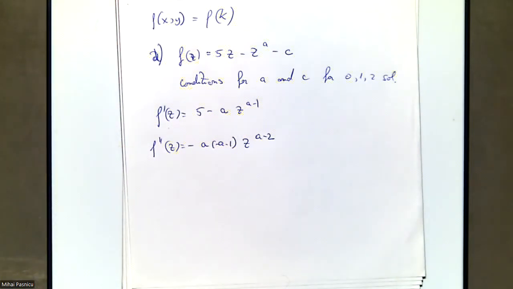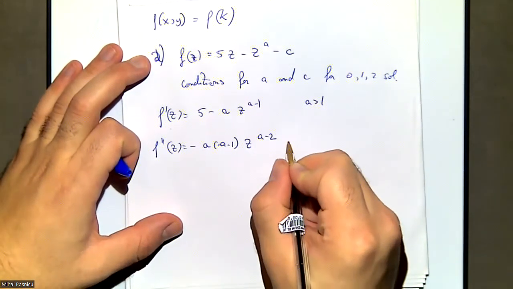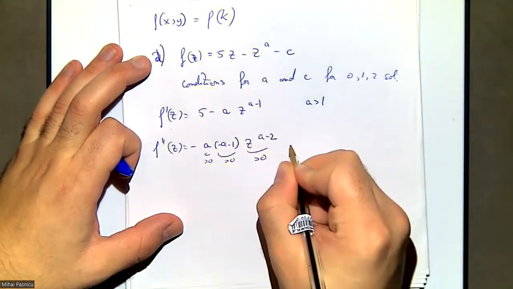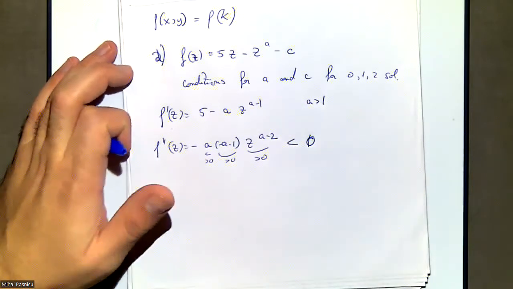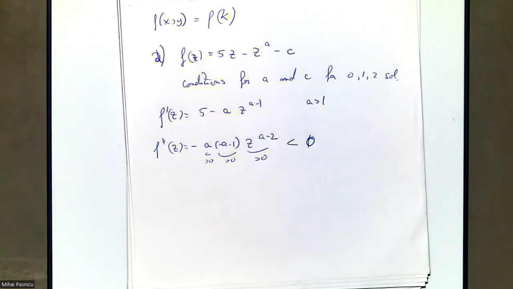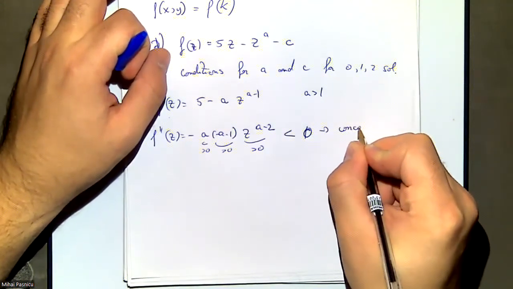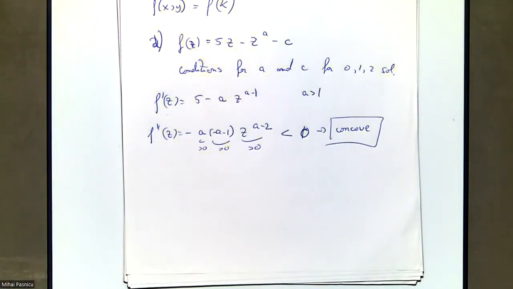Okay? Now, a is greater than 1. So this is greater than 0, this is greater than 0, this is definitely greater than 0, so this is smaller than 0. Everyone follow on this? Okay. So it's concave. Really important, because this is the one thing we're going to build on.